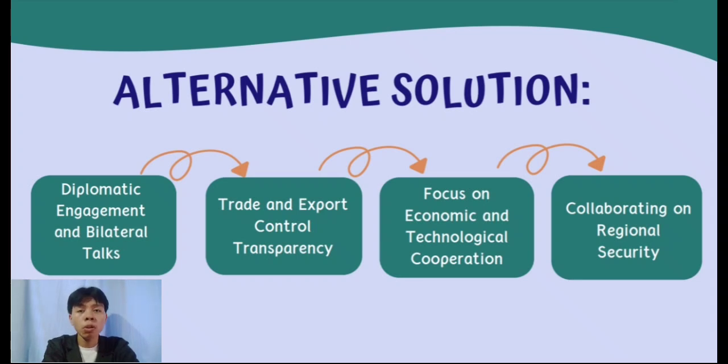The purpose of collaborating on regional security amid the Japan-South Korea trade war is to ensure that the ongoing economic tension between these two nations does not escalate into broader regional instability. By focusing on regional security cooperation, both nations can address these broader issues and protect regional peace and stability while working to resolve their trade conflict.